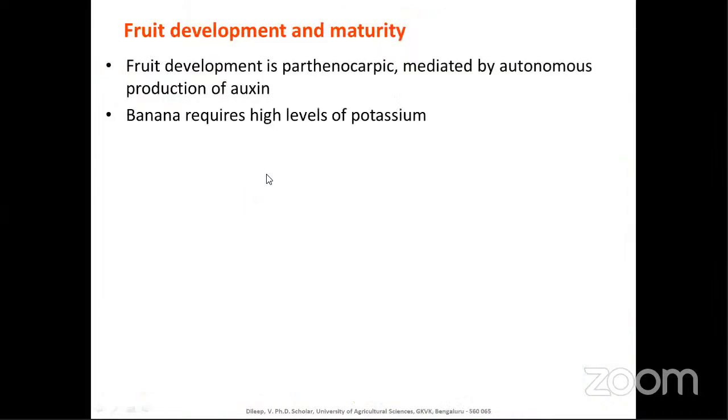So, fruit development and maturity. We know that it is parthenocarpic, and the parthenocarpic mechanism is mediated by the production of auxins, okay? Those auxins stimulate parthenocarpy, and pollination occurs, but it is parthenocarpic, a stimulatory parthenocarpy, okay? And it also requires high levels of potassium. And the edible portion is mesocarp plus endocarp, okay? You have to go through whatever I said in the first class about fruit, basic edible portions and all. What is exocarp, mesocarp, endocarp? If you are thorough with those things, the edible portion is mesocarp and endocarp. And what is pericarp? That is the peel, okay?